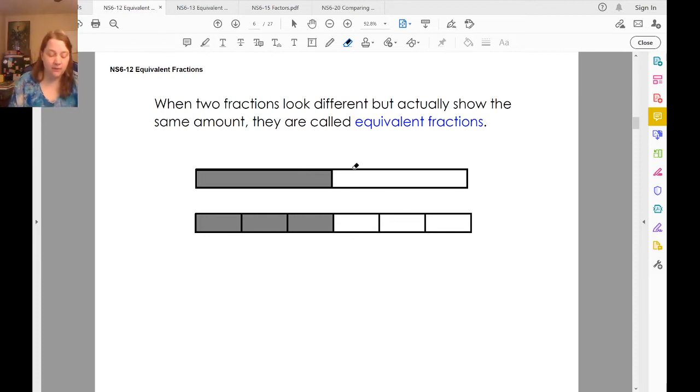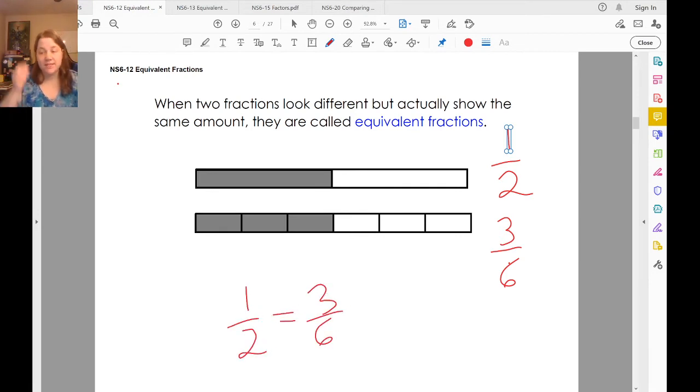So we have a fraction right here. This fraction is 1/2. Then down here we have a fraction that is equal to it. This fraction is 3/6. Now the thing about 3/6 is that it's the same thing as 1/2. They are the same thing. How do we know that? How can we prove that? Well, there's 2 different ways that we're going to talk about right now.